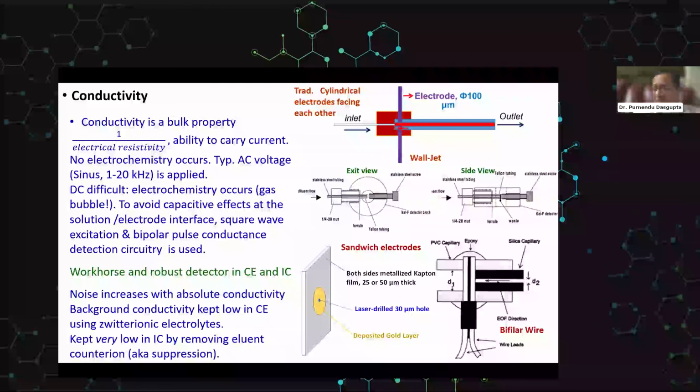Conductivity. Conductivity is a bulk property, and basically the reciprocal of resistivity. So it doesn't seem that it is all that selective, but how can you detect? Because if a solution is an electrolyte solution, everything conducts. How can you detect something in the middle of it? And also, separation of electrolytes typically involves other electrolytes, so the background conductivity can be high. So somehow you must reduce the background conductivity to reduce the noise to be successful.